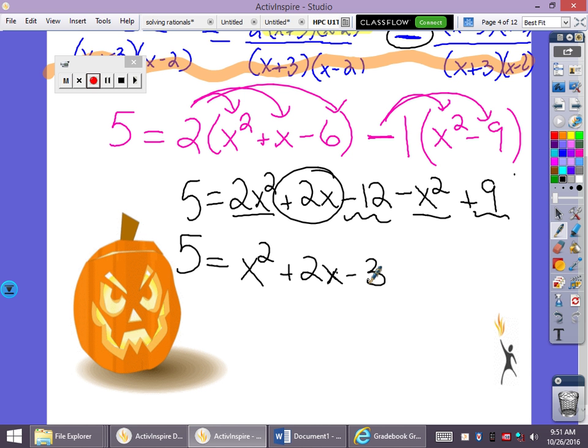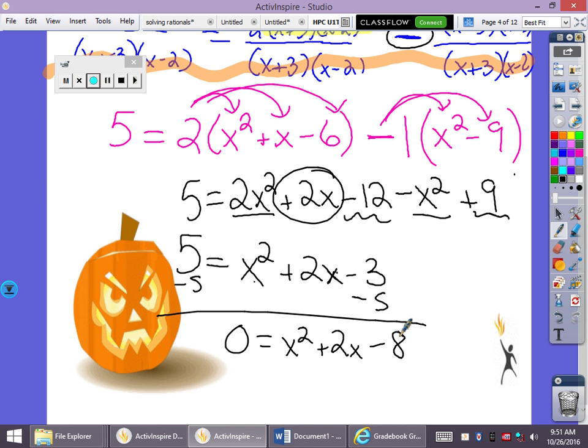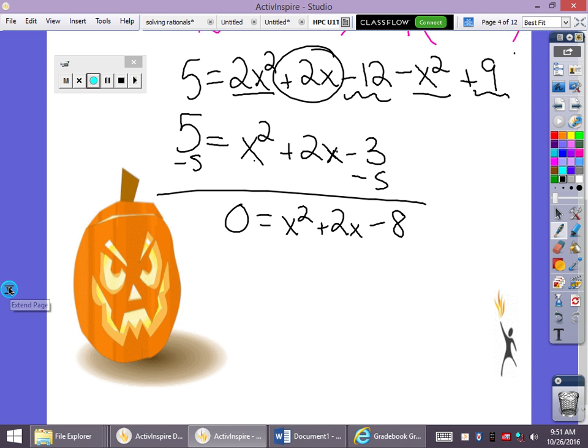Move the 5. Please remember, whenever there's an x squared, the equation must equal 0 in order to solve. So minus 5, 0 equals x squared plus 2x minus 8. Ooh, what can I do now? You could do the quadratic formula, but my goodness, that's a lot of work. I can factor: x plus 4, x minus 2.